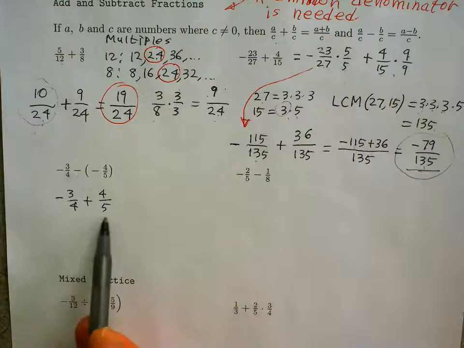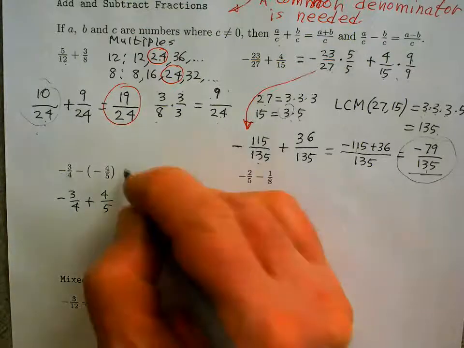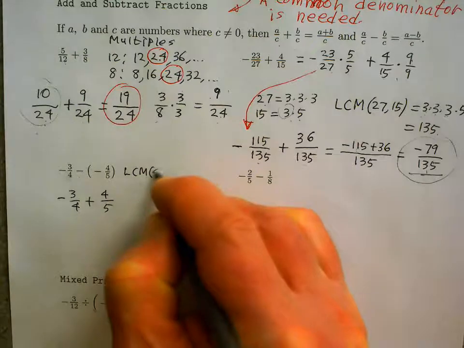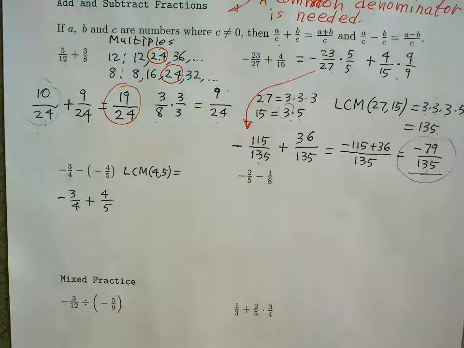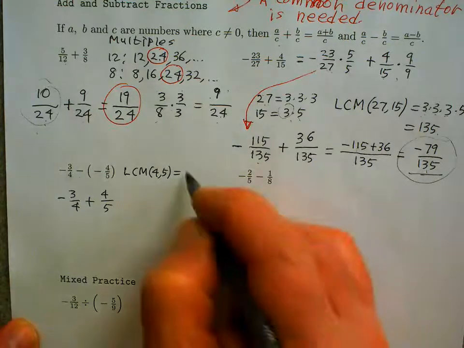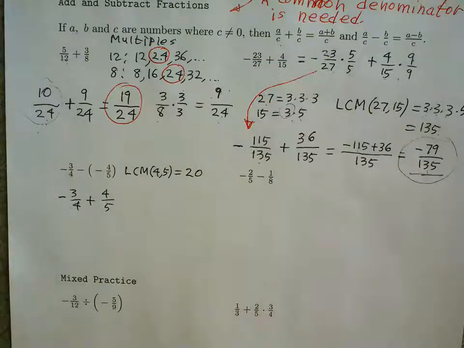And then we need a common denominator before we can add. So this one, the least common multiple of the denominators, 4 and 5. What is the least common denominator? 20. Yeah, the least common denominator is just 20. 20 is a multiple of 4 because 4 times 5 is 20. 20 is a multiple of 5 because 5 times 4 is 20.